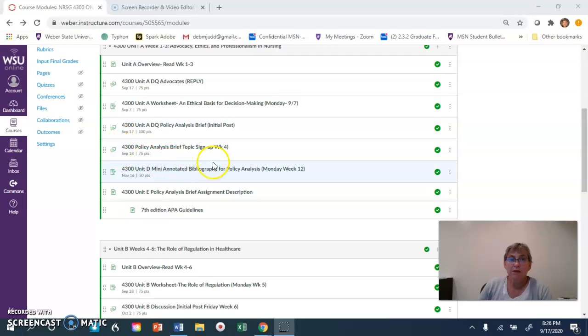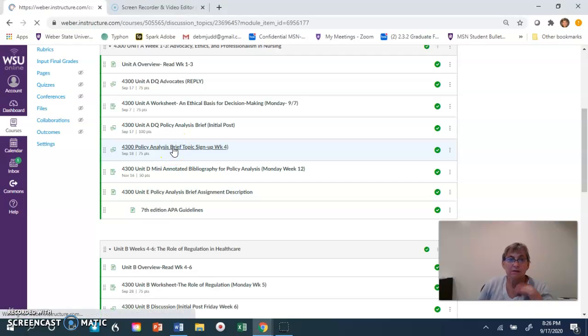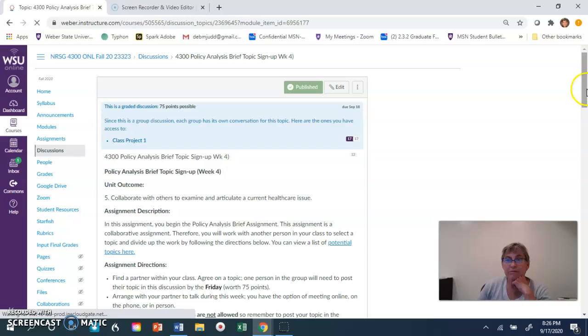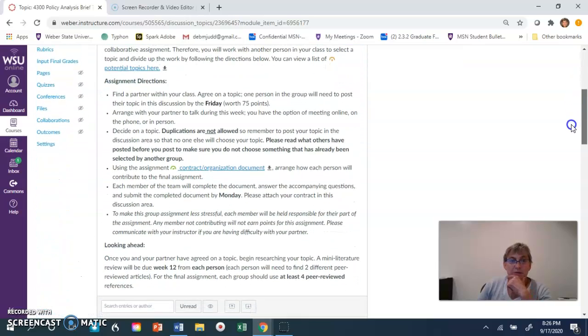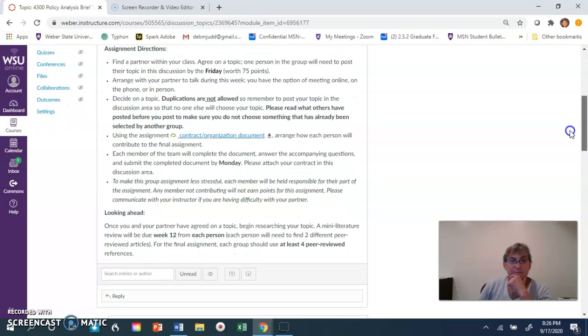The second assignment here is the policy analysis brief topic sign up, and that's where each of you should have selected a partner and also a topic. And in the assignment directions here, which I'll open briefly, you can see that it was due last Friday, but we did extend it because of some of the circumstances, and it is due today or tomorrow at the latest.